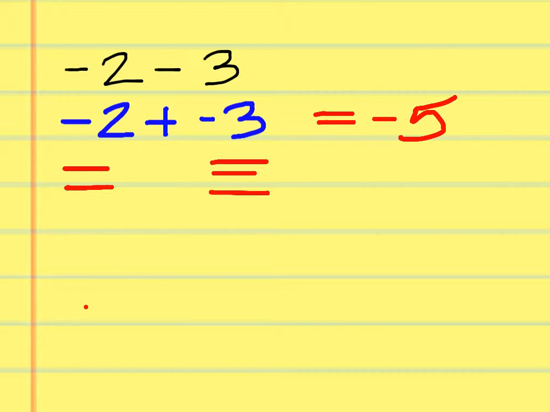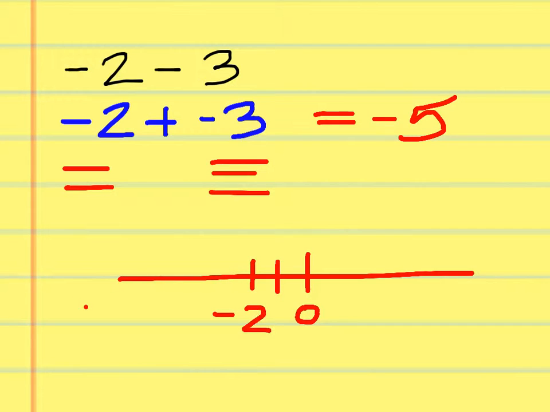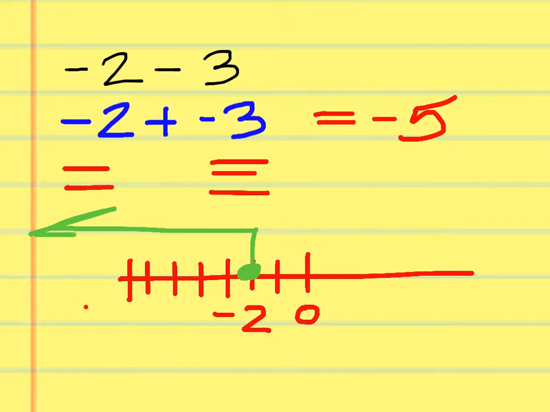Or look at it on a number line. If I have 0 here and -2 there, if I start at -2 and I take away 3, I start here and I'm going to take away something. If I take away something, I go back this direction. And I'm going to go back 1, 2, 3. That is a -5.